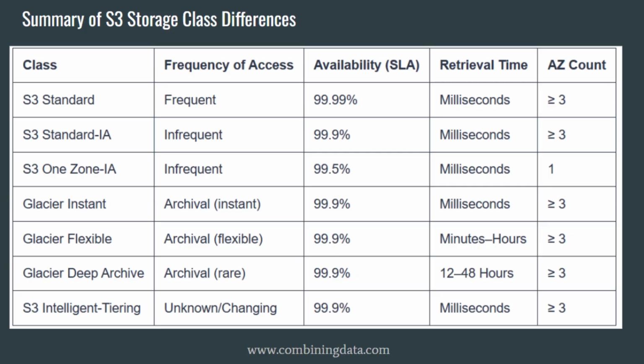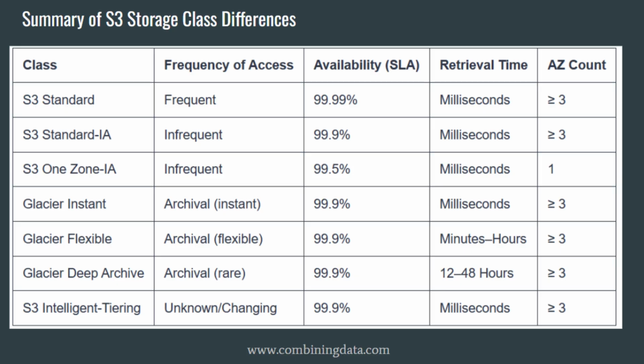S3 Glacier Deep Archive is the lowest cost S3 storage option and is designed for data that is almost never accessed. Retrieval times range from 12 to 48 hours, availability is 99.9%, and data is stored across multiple availability zones. This class is commonly used for compliance archives, legal records, and long-term data retention.